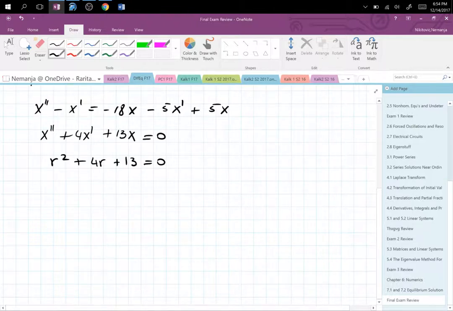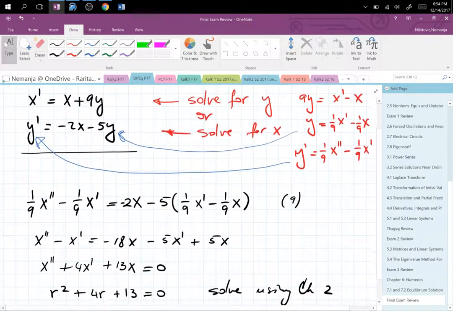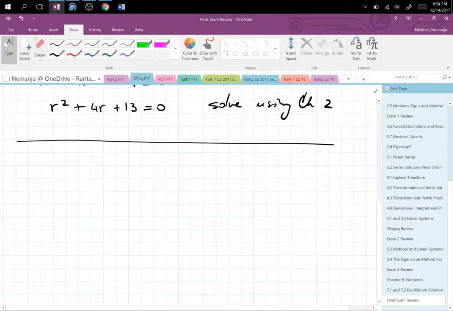And then from here just solve using chapter 2. So you know your r's, and then whatever is repeated, is it complex, is it real, and so on. So to compress these, you can solve for either x in the bottom one or y in the top one, and then just plug into the other equation. Whatever you solve for, plug into the other equation. You have to match the derivative as well. And then just go through the procedure.